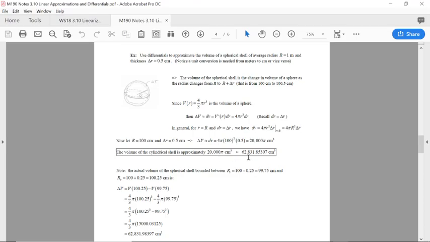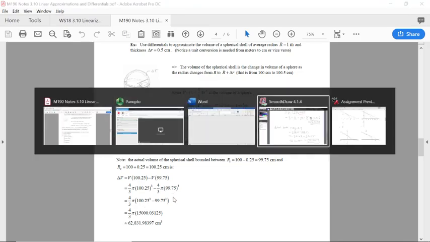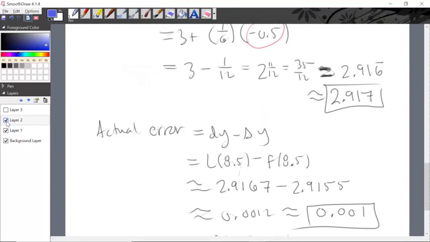And when we calculate that on the calculator to as many decimal places as we can, we get this number here. And look how close the differential output is, right, to the actual output. Okay, it's quite a small error. The actual error can be found by taking our dV and subtracting delta V. All right, like we said over here.